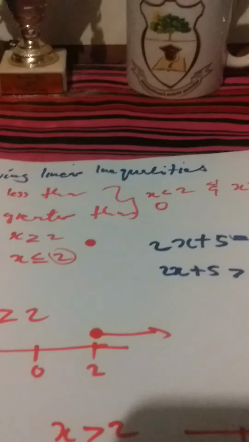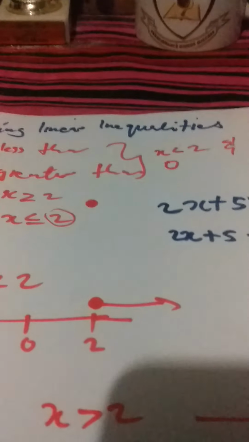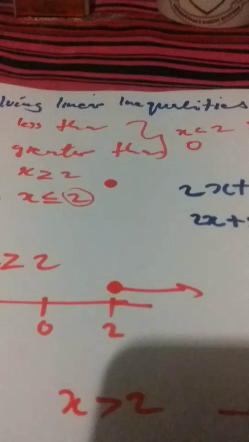So the rules for solving linear inequalities are similar to those used for solving equations. That's why I said it is crucial for you to understand how to solve linear equations. So we solve linear inequalities the same way we solve linear equations. There are, however, some important exceptions for multiplication and division.